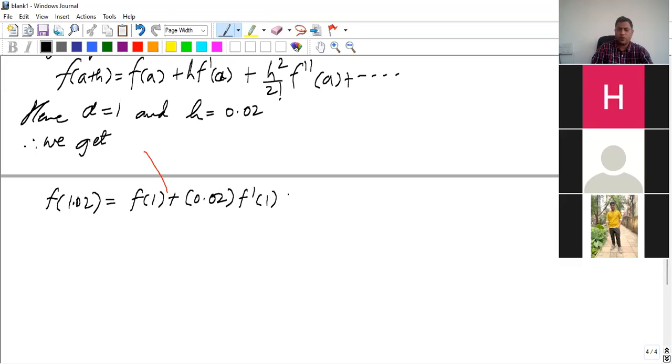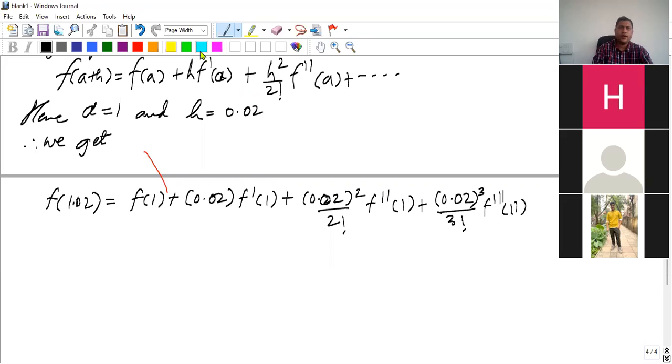f'(1) plus 0.02 squared by 2 factorial f''(1) plus 0.02 by 3 factorial f'''(1), and so on, the terms. Okay, so now we'll write what are the terms we have calculated.